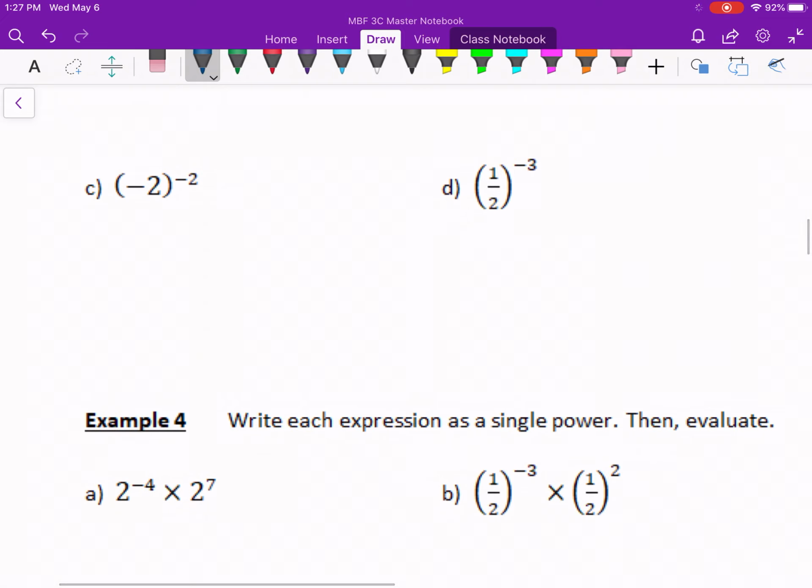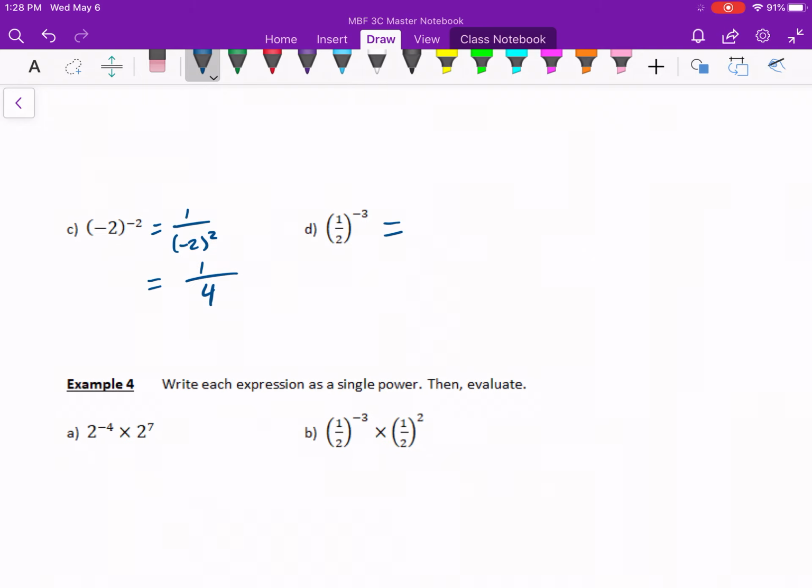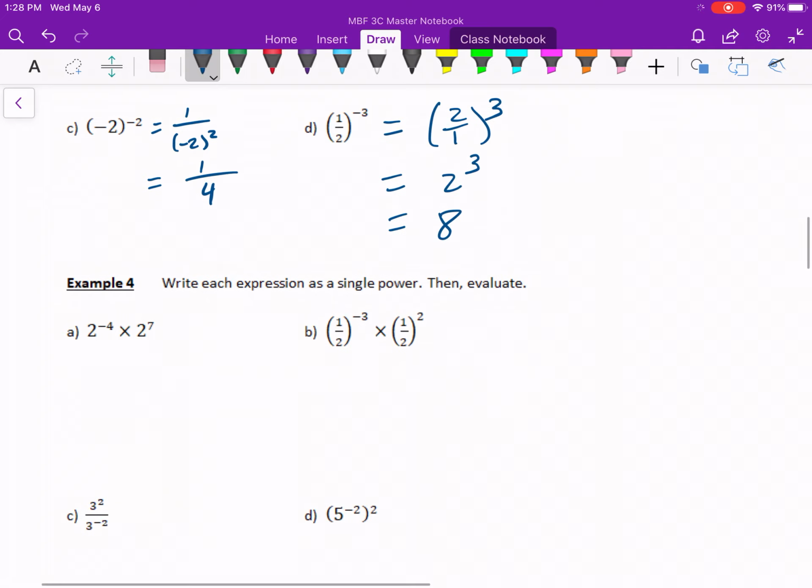As we're going to see actually in this next one. 1 over negative 2 to the positive 2. Well, that means 1 over negative 2 times negative 2 is positive 4. Then we have a fraction 1, so we're going to flip it upside down. 2 over 1 to the positive 3, and 2 over 1 is just 2. 2 to the 3 is 8, and that's it for that one.